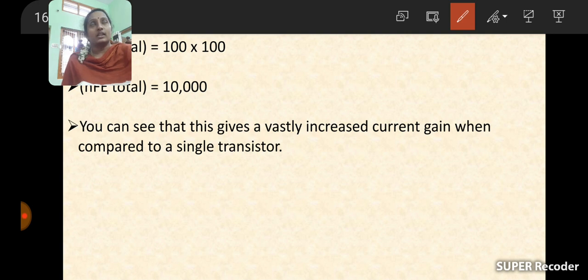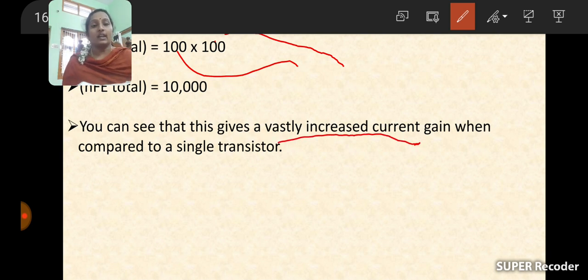If we are working with transistor T1, we are getting a gain of 100 only, and while working with T2 also we are getting a gain of 100. But when adding these two stages, we get the product of the individual stages, that is 10,000, so it is increased very, very high. That means vastly increased. Vastly means a very high level of increment compared to the single transistor, so the Darlington pair is used.